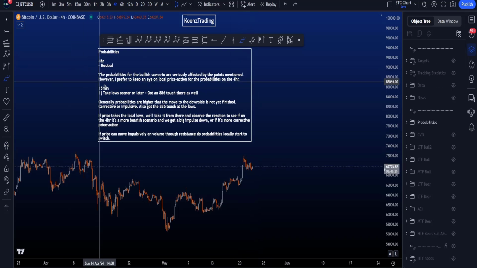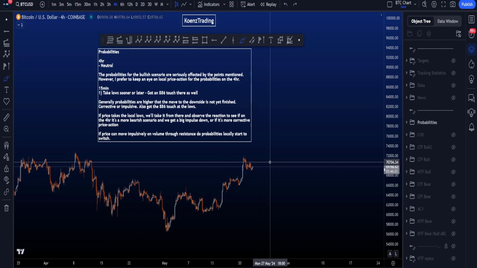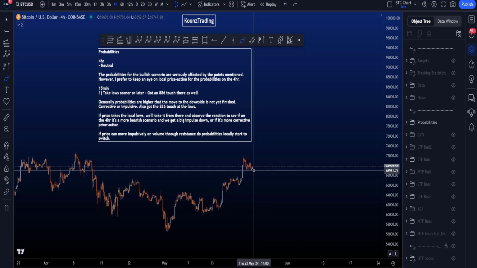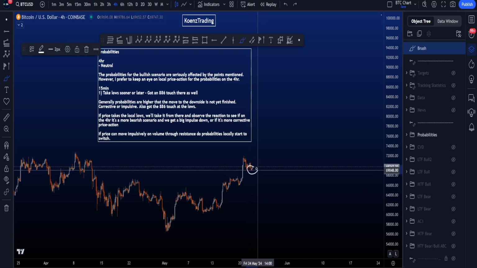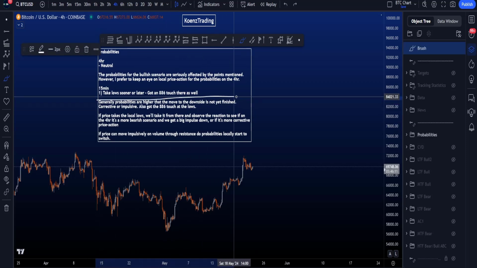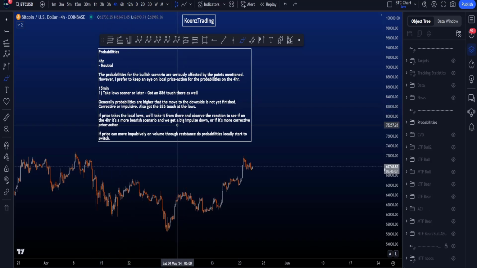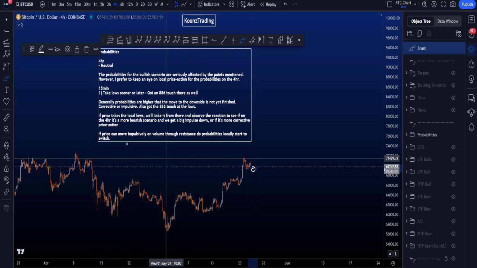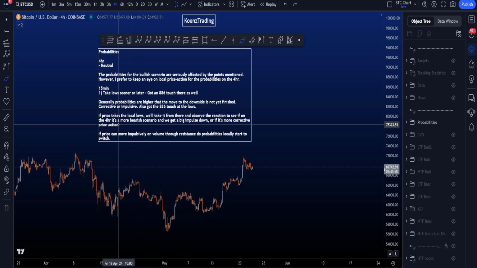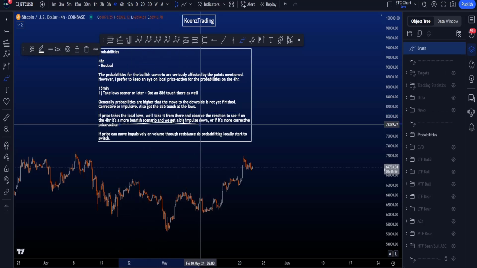On the 15-minute time frame, the probabilities at the moment are higher to sooner or later take out the low that we have over here at about 68.9k, where we also have that 0.886 touch. Generally, the probabilities are higher that the move to the downside is not yet finished, corrective or impulsive. If price takes the local lows, we'll take it from there and observe the reaction to see if on the 4-hour time frame it is more bearish or more bullish, right?